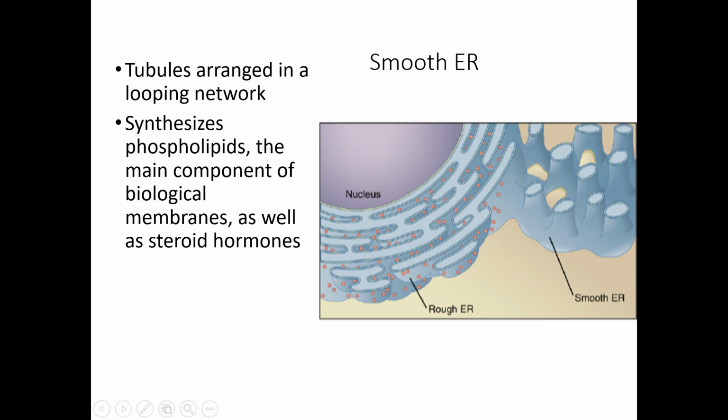Next one, smooth endoplasmic reticulum does not have any ribosomes. It produces phospholipids, the main component of cell membranes, and also it produces steroid hormones. So as a general function, smooth endoplasmic reticulum produces lipids.